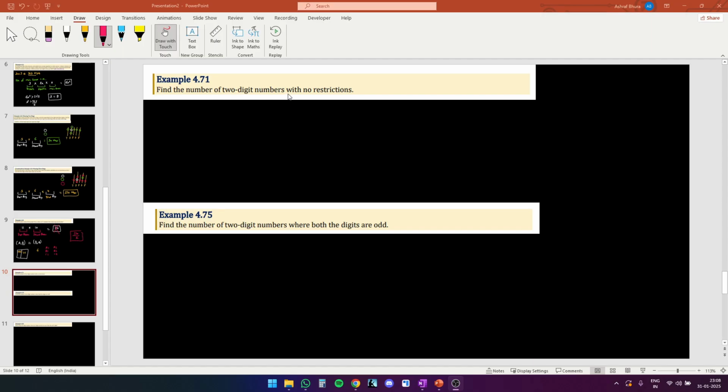Find the number of 2-digit numbers with no restriction. Okay, so 2-digit numbers. So we are having tens digit and we are having ones digit. So digits go from 0 to 9. But I cannot select 0 as a tens digit, right? If I select 0 as a tens digit, it will make it a single digit number. So for tens digit I only have 9 choices, 1 to 9, but when it comes to ones digit I have 10 choices. So the total 2-digit numbers without any restriction I will be getting is 9 tens are 90 numbers.